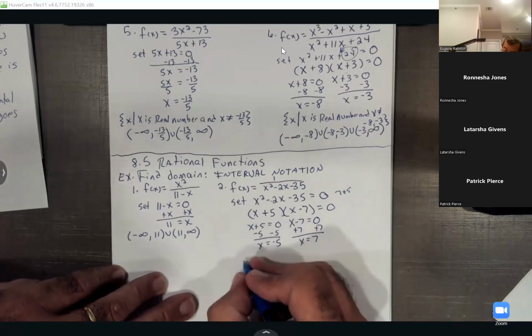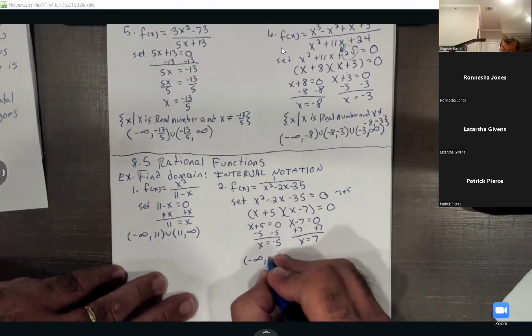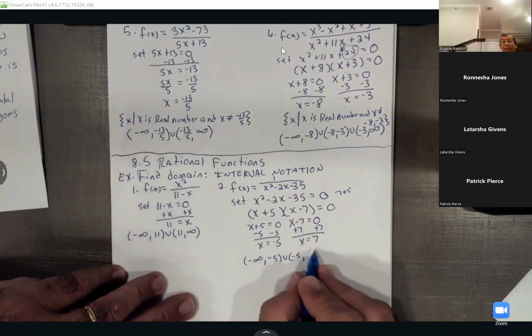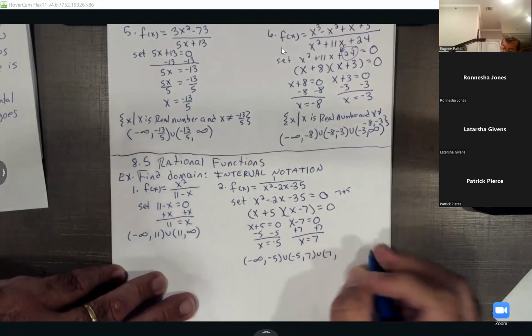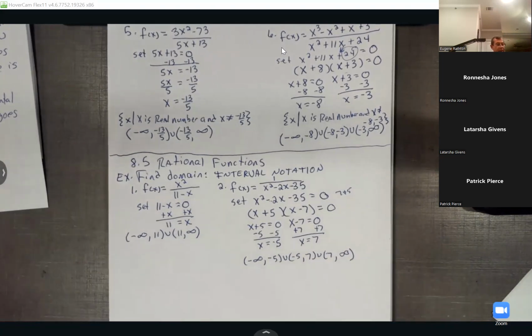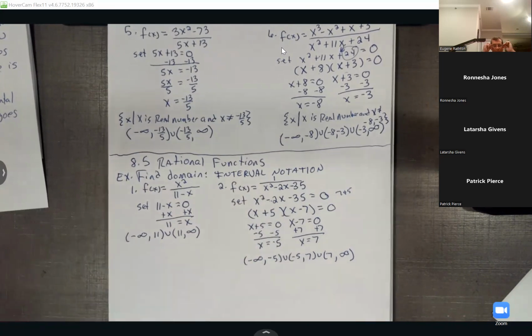So remember, interval notation starting at negative infinity, we would hit -5 first. So union around -5 till we hit that positive 7. Union around that positive 7 till we hit positive infinity. So that's how 8.5 will start out. 2 problems finding the domains.